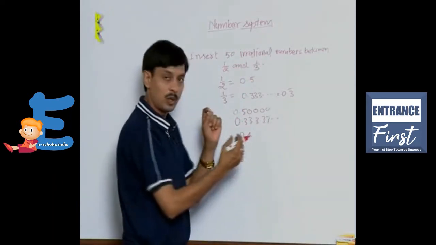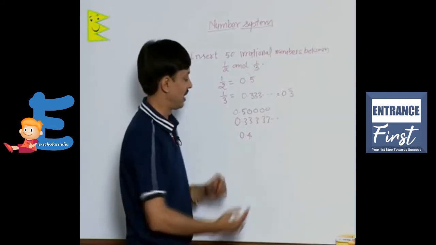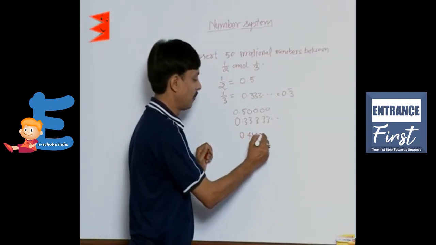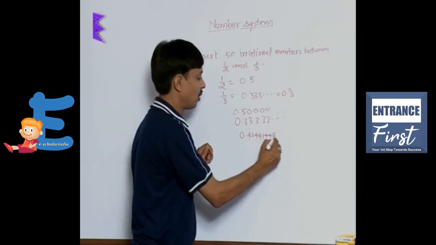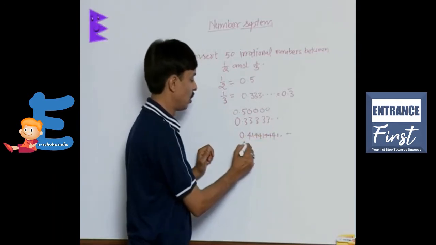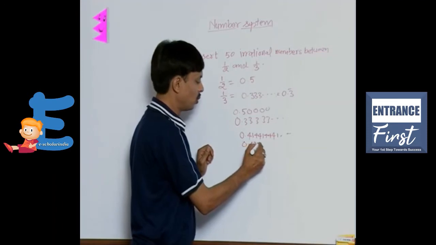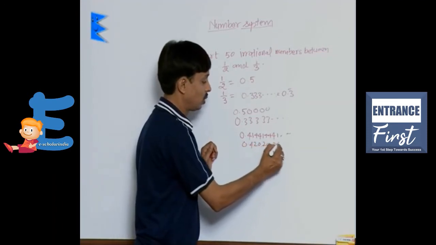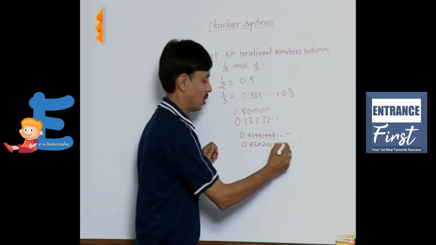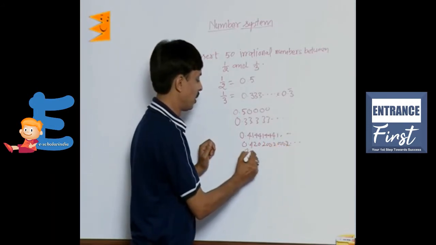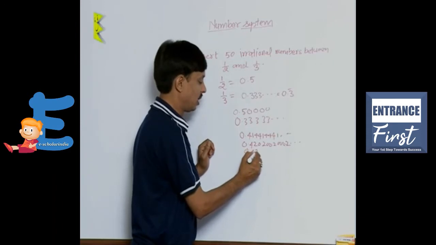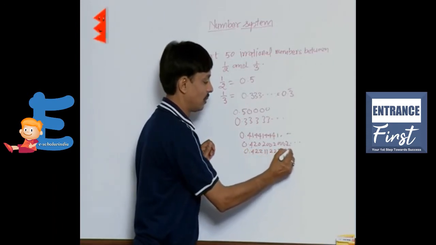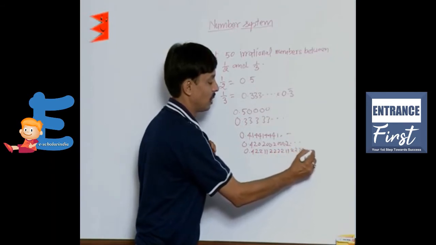So I have to write 50 irrationals like this: 0.41, 441, 444, 1 dot dot dot, then 0.420, then 200, then 200, then dot dot dot. Similarly 0.4, you can say 2211, then 222211, then 222211.